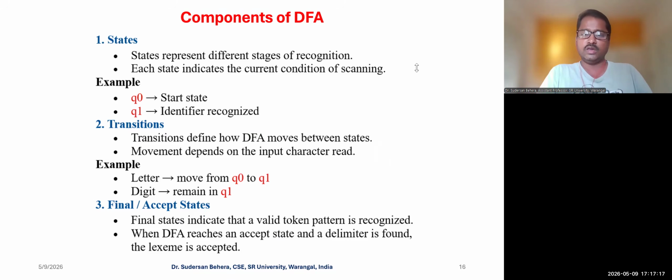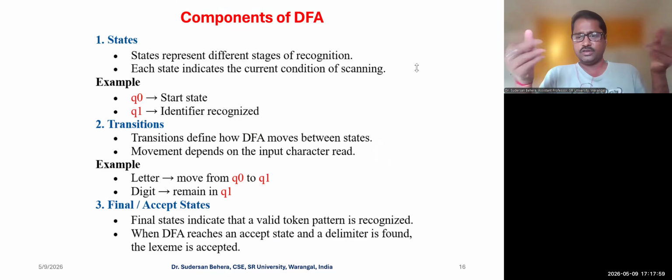Q0 to Q1, Q1 to Q3, Q3 to Q0, Q0 to Q4, Q4 to Q5, Q5 to Q0, again Q0 to final state. How the DFA transits from one state to another is called the movement of the DFA. Transition defines how the DFA moves between states. The movement depends on the input character. It solely depends on what input it is consuming. Now I am in state 0, I am consuming some input, and I may jump from state 0 to state 1.